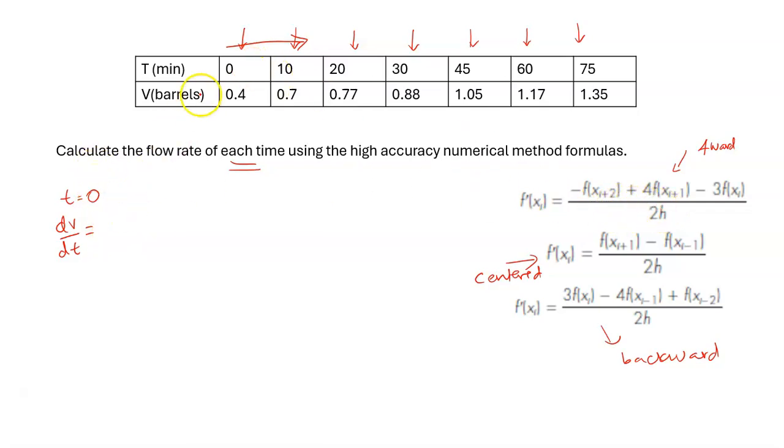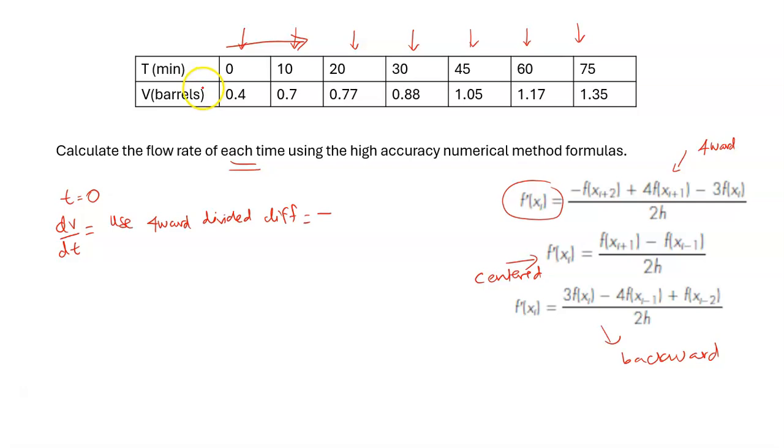So all that is left is the forward divided difference. So for dV/dt when t equals 0, you use this one, the forward divided difference. Let's try to solve this. It goes equals to negative, don't forget the negative symbol, negative, and then f(x_{i+2}). It means the value of f(x).